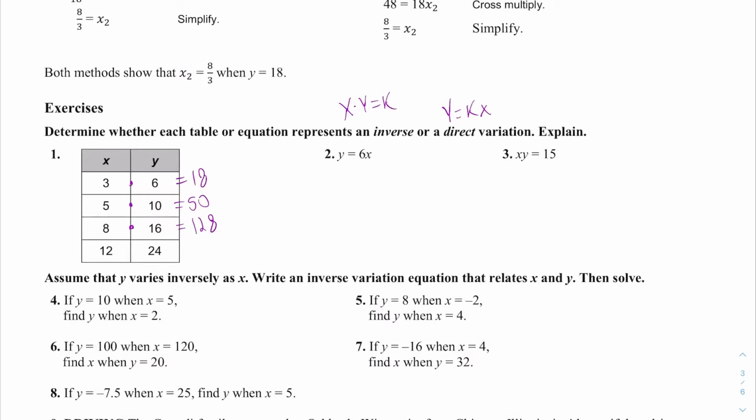So then let's try the other way, where y is equal to kx. If y is equal to kx, then y divided by x is equal to k. So this means that if we take y and divide by x, we would get a constant if it was direct variation. So instead of multiplying, now let's divide. 6 divided by 3 equals 2. 10 divided by 5 equals 2. 16 divided by 8 equals 2. So this one here is direct variation.